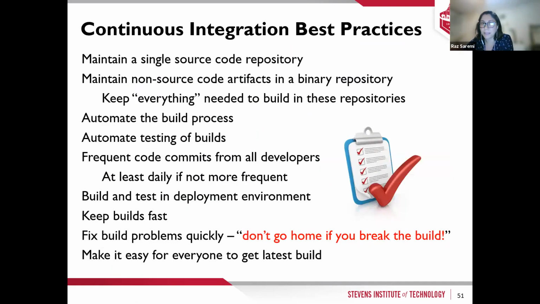So the best practice was we always maintain a single source code. We always have one master. Then we maintain non-source code artifacts in a binary repository. We create an automated build process. We do automated testing, so every time that I commit something, it's already tested because it's automated.